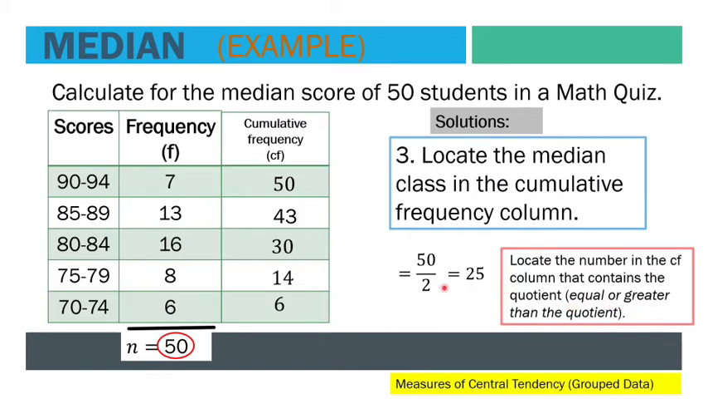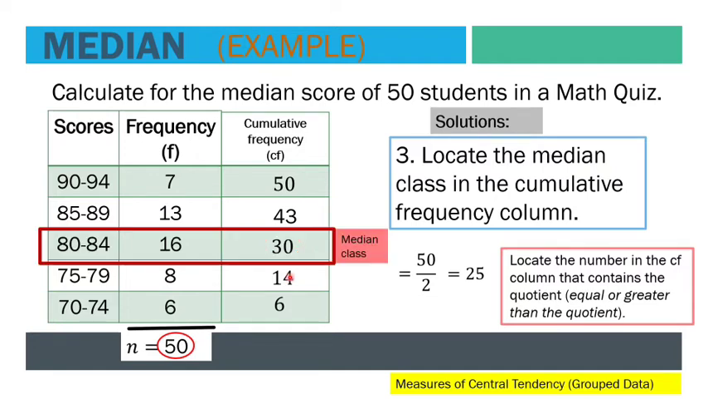So 25, do we see a 25 here on the CF column? No. So in that case, we have to get a number that is greater than 25. The first number that is greater than 25 is the number 30. So therefore, the median class falls on this class interval with 16 as its frequency and CF as 30.